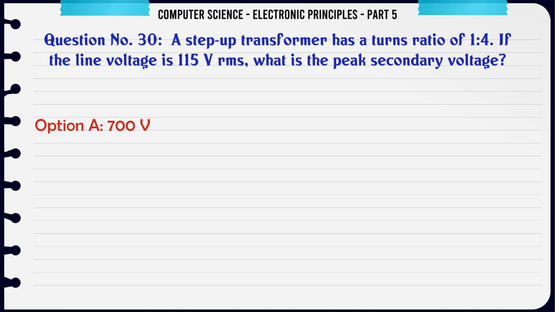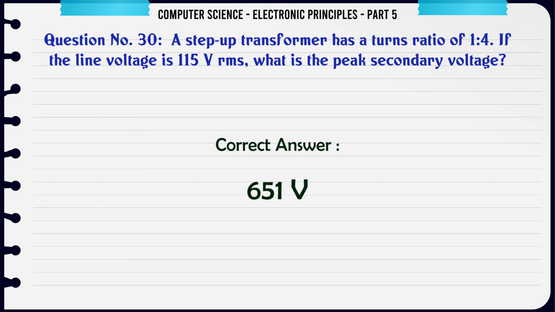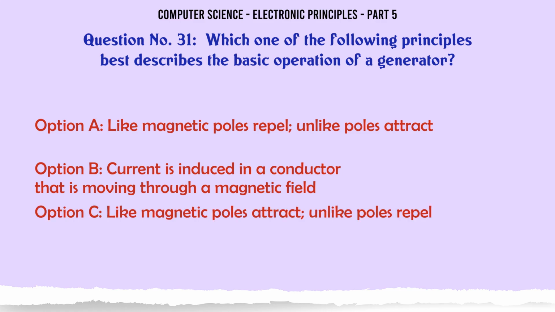A step-up transformer has a turns ratio of 1:4. If the line voltage is 115 Vrms, what is the peak secondary voltage? A. 700 V. B. 707 V. C. 651 V. D. 208 V. The correct answer is 651 V.